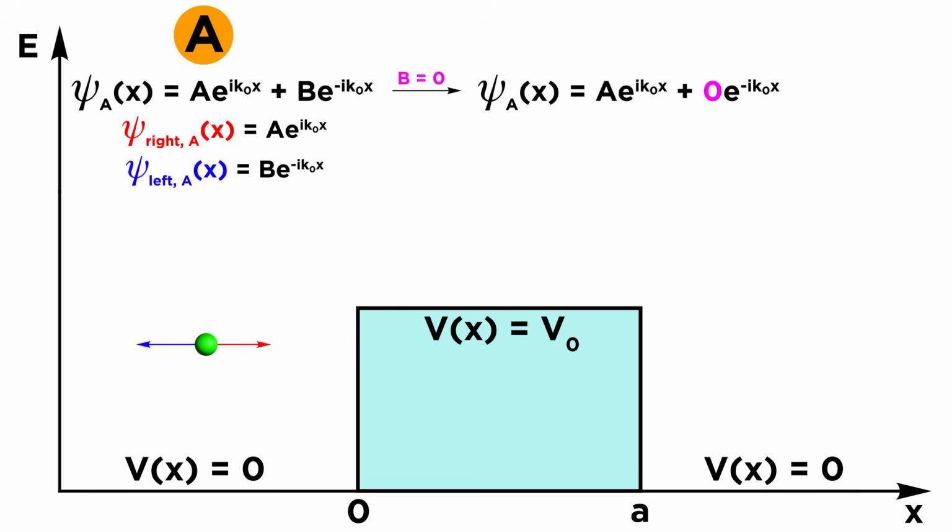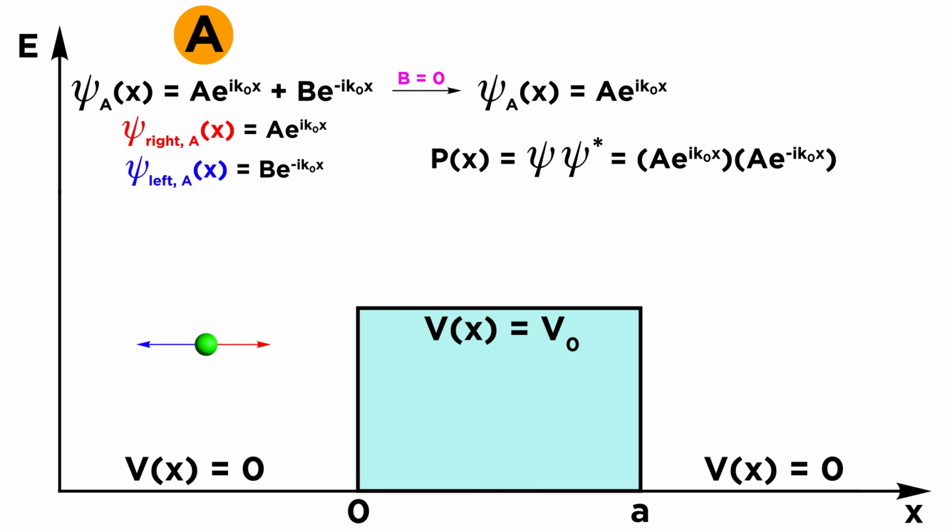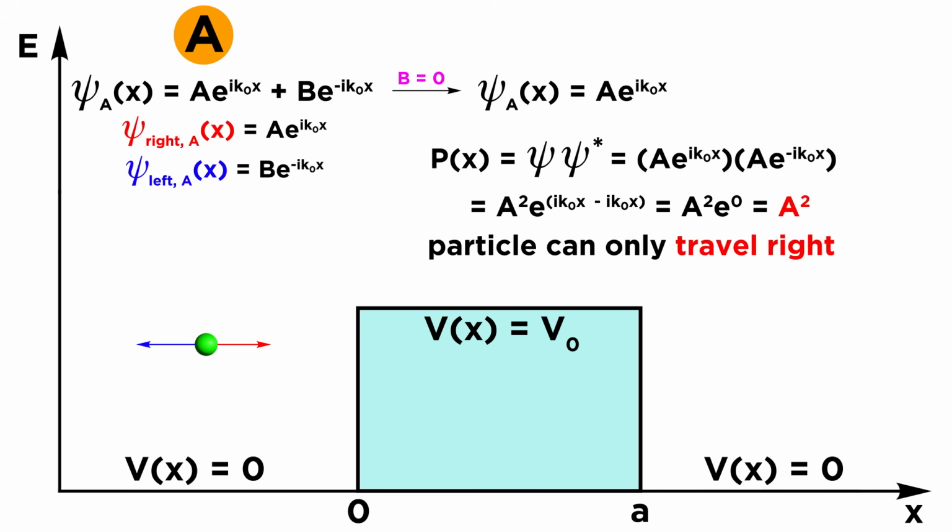Illustrating the first example mathematically, we drop the B term from psi A of x because that term equals 0, and then write the probability density function psi times psi star. Because the complex exponentials multiply to give e to the 0, or 1, we simply get A squared, which is the mathematical justification of why we can only find the particle traveling to the right.